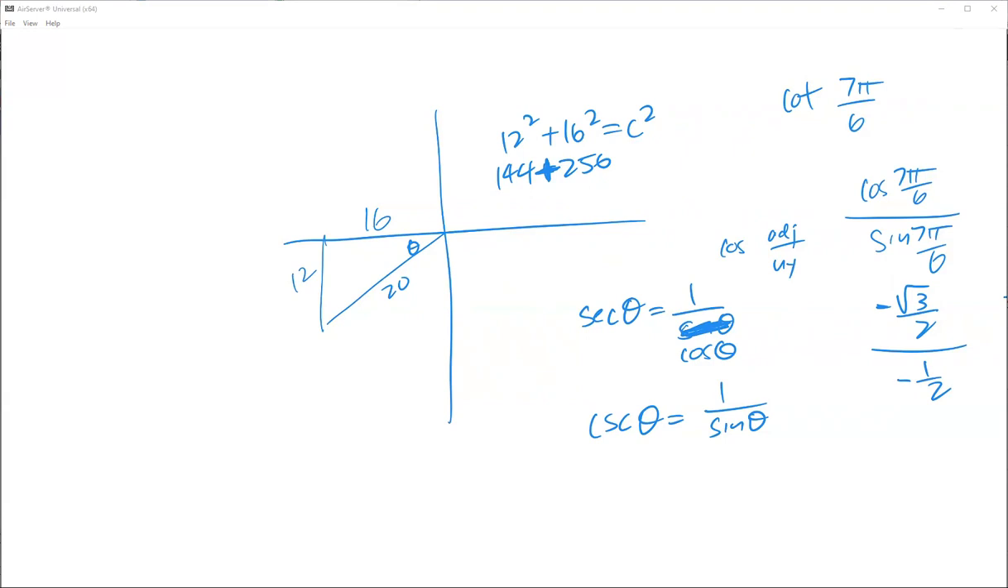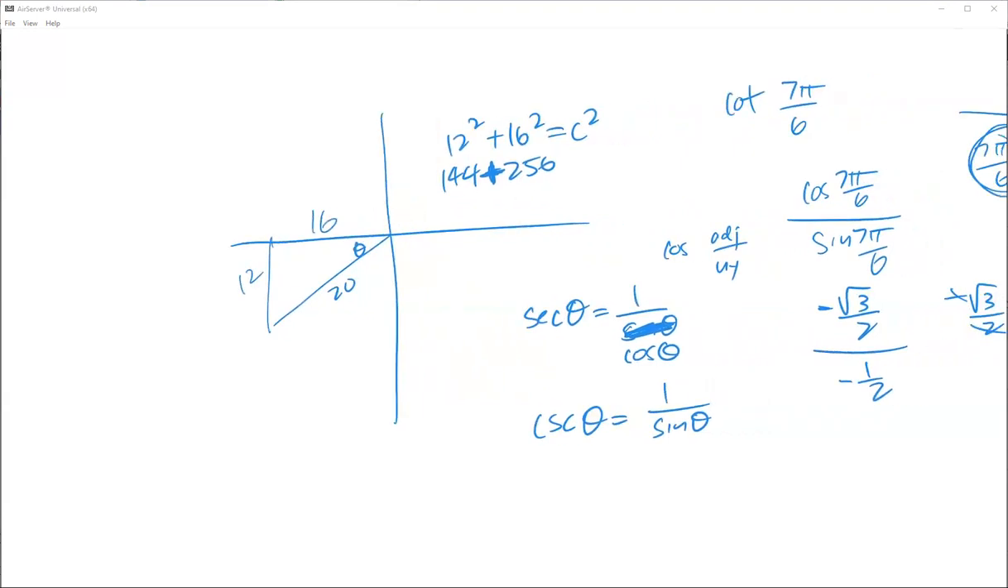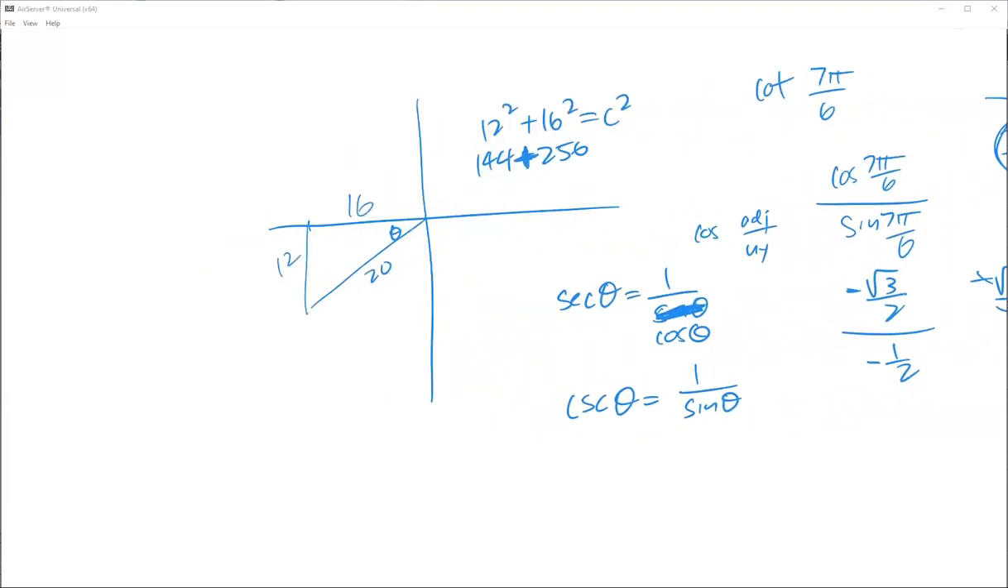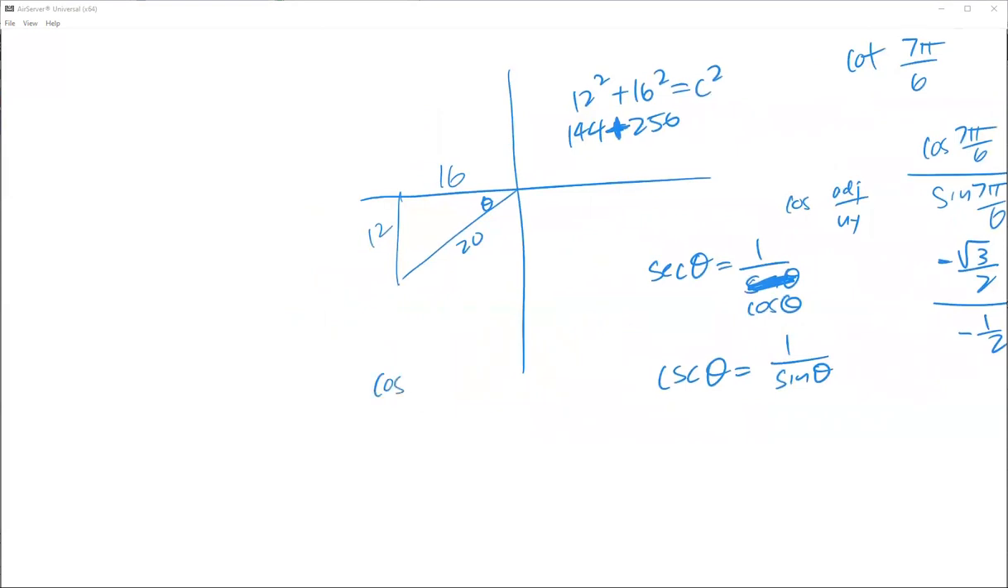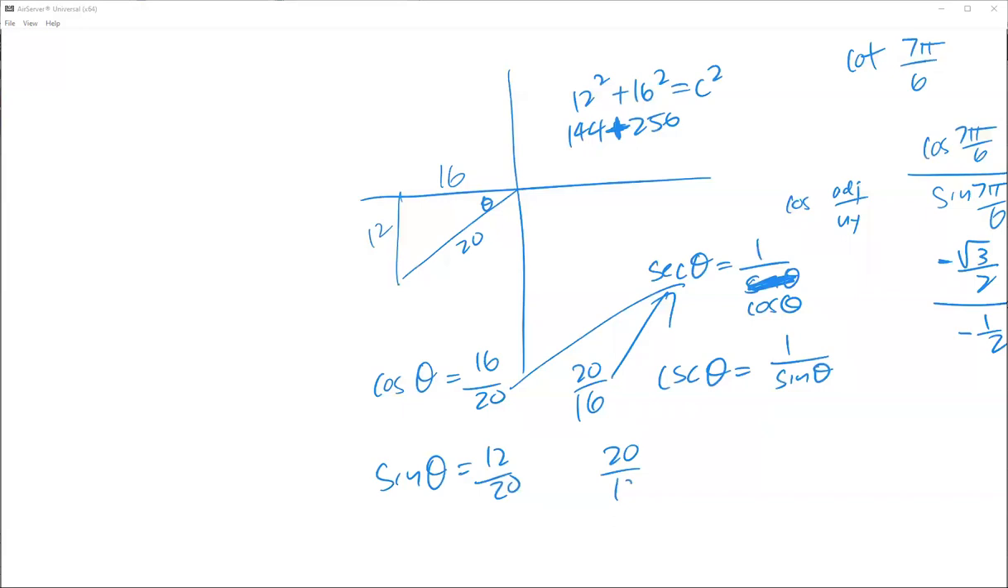So the adjacent is 16 and the hypotenuse is 20, so the cosine of theta is equal to 16 over 20. The sine of theta is equal to 12 over 20. Now we need to just flip it over for the secant. So these two are related. It'll be 20 over 16 with the secant, and it'll be 20 over 12 with the cosecant.